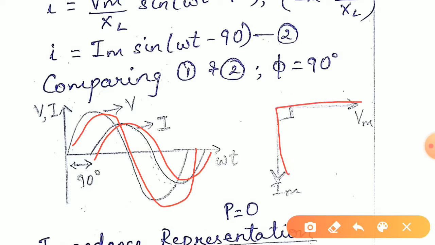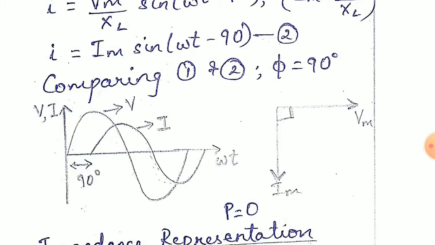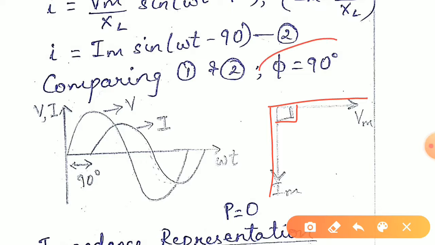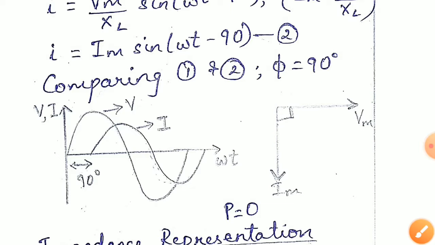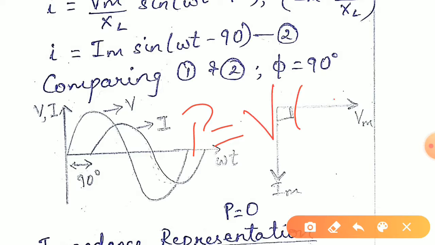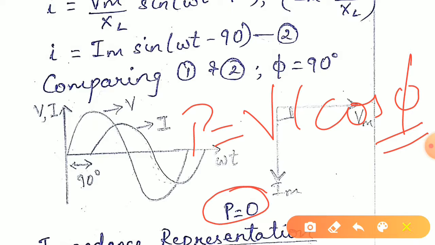Here the phasor diagram and waveform are available. The waveform is plotted for voltage and current with respect to omega t. When the phasor is drawn, we see that there is a phase difference of 90 degrees between voltage and current. The power equation is P equal to VI cos phi. When phi is replaced by 90 degrees, the power equation goes to 0.